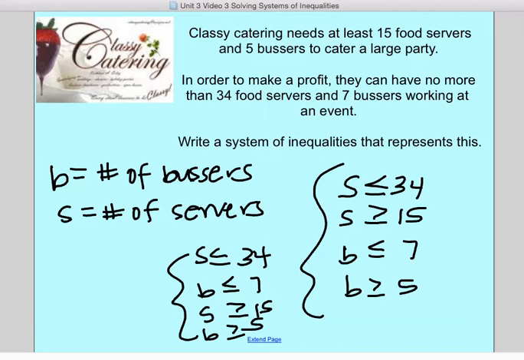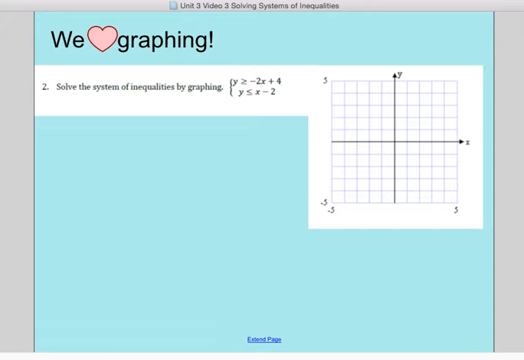All right, so we're going to graph example 2. Solve the system of equations by graphing. Remember, you graph it as is and then you shade. This one is going to be a solid line because it's an equal to. Remember, if it's greater than or less than, it's a dashed line. If it's greater than or equal to or less than or equal to, it's a solid line.